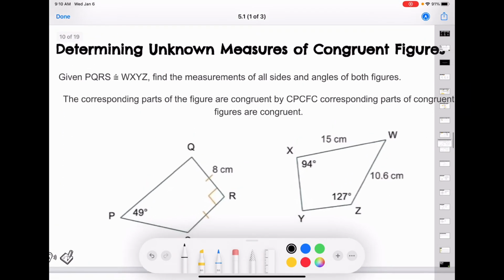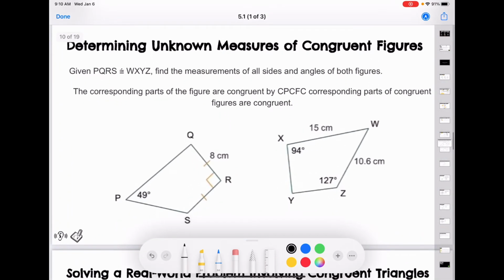Let us now determine unknown measures of congruent figures. Okay, so let's see what this says. Given PQRST is congruent to WXYZ, so we know we have two shapes which are exactly the same. The only difference is that those vertices are different. We now are asked to find the measure of all sides and angles of both figures. So in this instance we have figures, so we'll use CPCFC, right? We have two figures, not two triangles, so we need the one with the F.